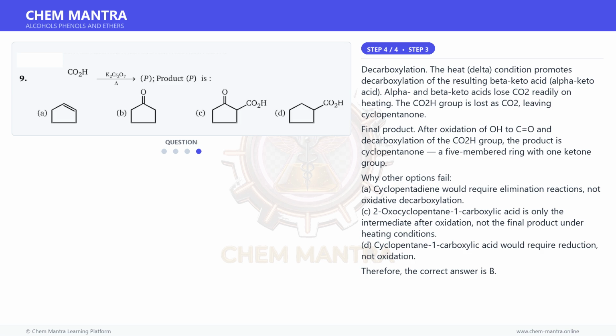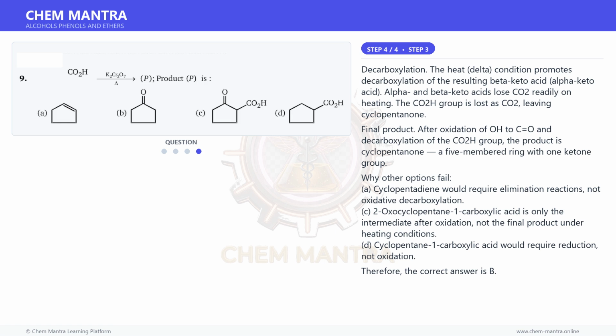decarboxylation. The heat, delta, condition promotes decarboxylation of the resulting beta-keto acid. Beta-keto acids lose CO2 readily on heating. The CO2H group is lost as CO2, leaving cyclopentanone. Final product. After oxidation of CH-OH to C=O and decarboxylation of the CO2H group, the product is cyclopentanone, a 5-membered ring with 1 ketone group.